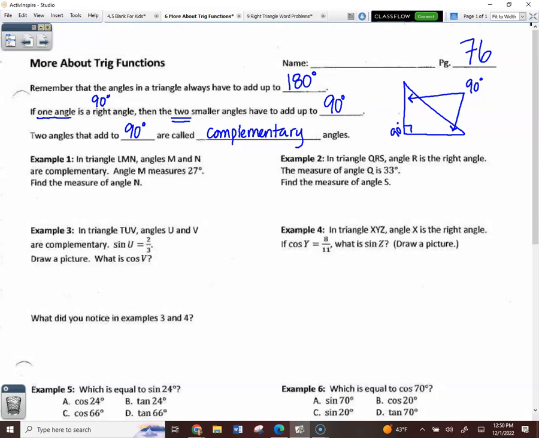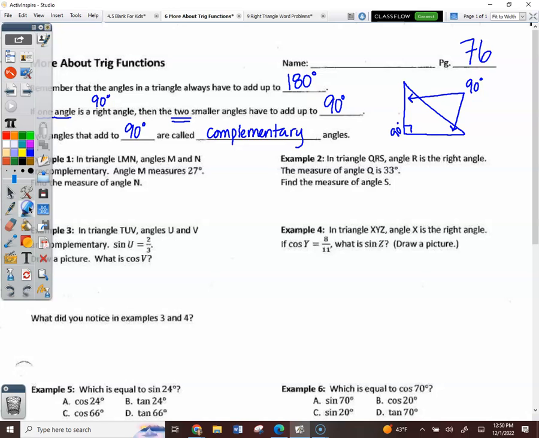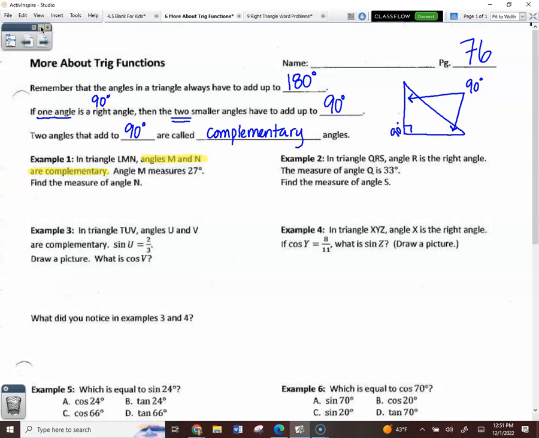If we have a triangle LMN, so the three angles are L, M, and N. It says angles M and N are complementary. That's really important right there. That's saying to you that when you go to draw this triangle, if M and N are the complementary ones, then L has to be the right angle. That's what it just told you by saying that. Do you understand? All right, so we're going to draw a picture.